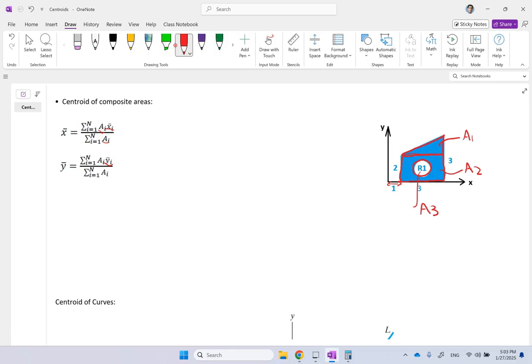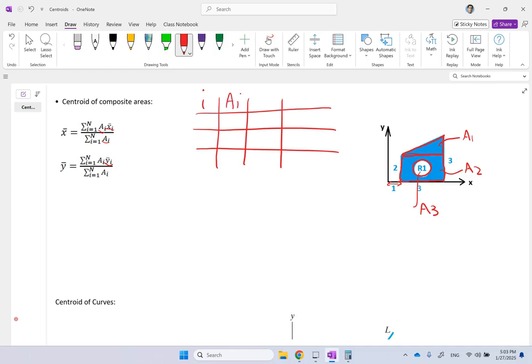So one thing that is very common in books is they form a table like this, and then in that table you have i, you have A_i, you have x bar i, and y bar i. And i goes 1, 2, 3. And then they fill this table and then they plug in the numbers.